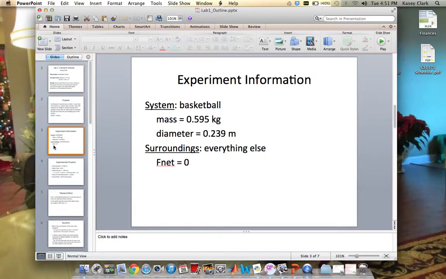This was the experimental information that was needed before analyzing the video in Tracker. And the system was the basketball with a mass of 0.595 kilograms and a diameter of 0.239 meters. And the surroundings consisted of everything else, and it had a net force equal to 0.